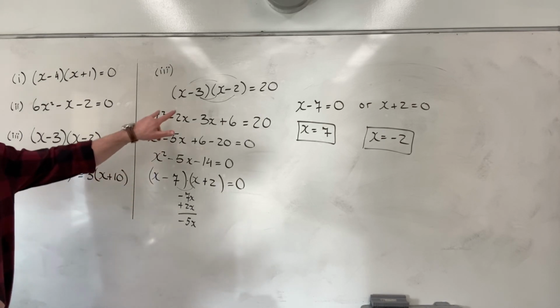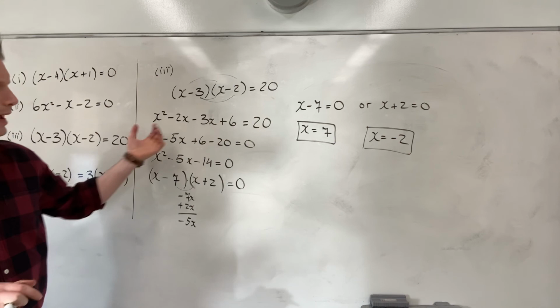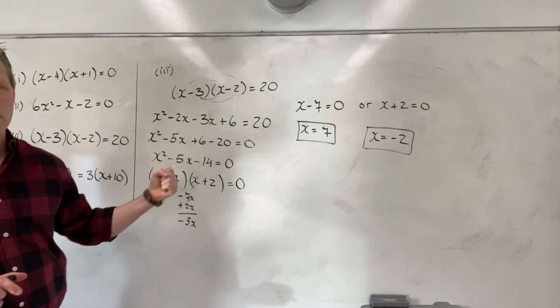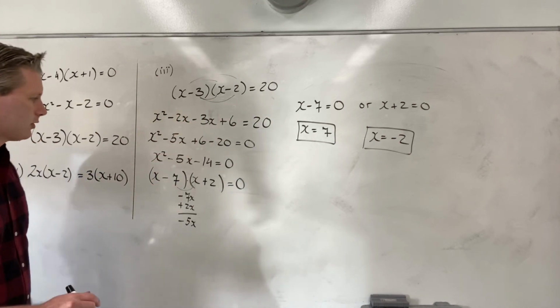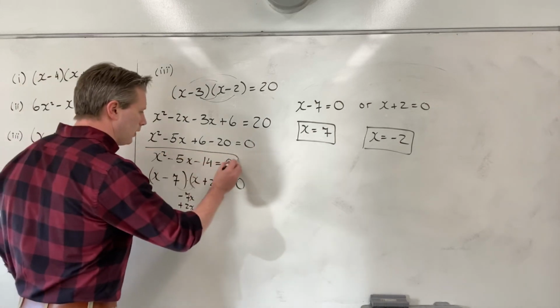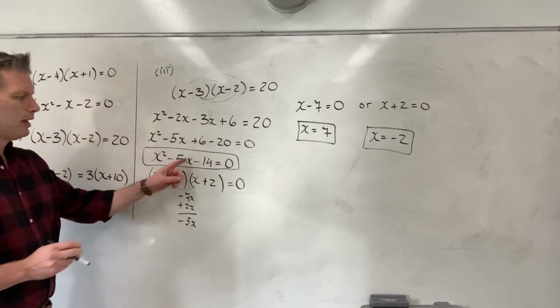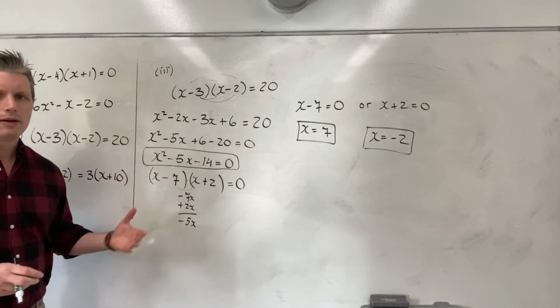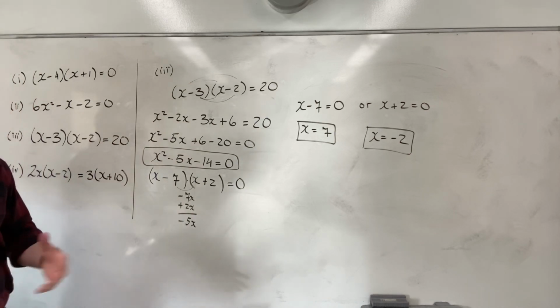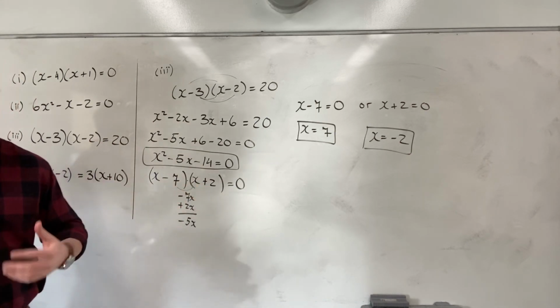Notice, like I say, in this one, we had to gather up our like terms. We had to FOIL it out, gather up our like terms until we were in the form of a quadratic trinomial equal to 0. And then we factored it again, let those factors equal 0, and solved it.